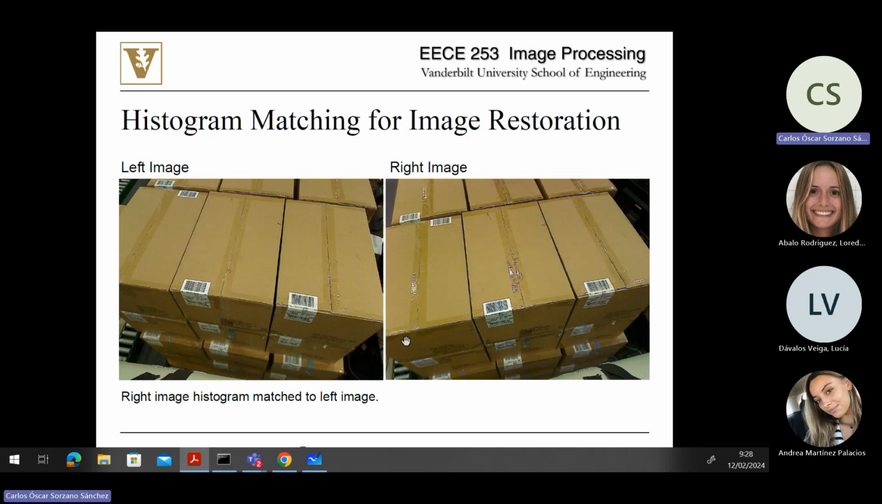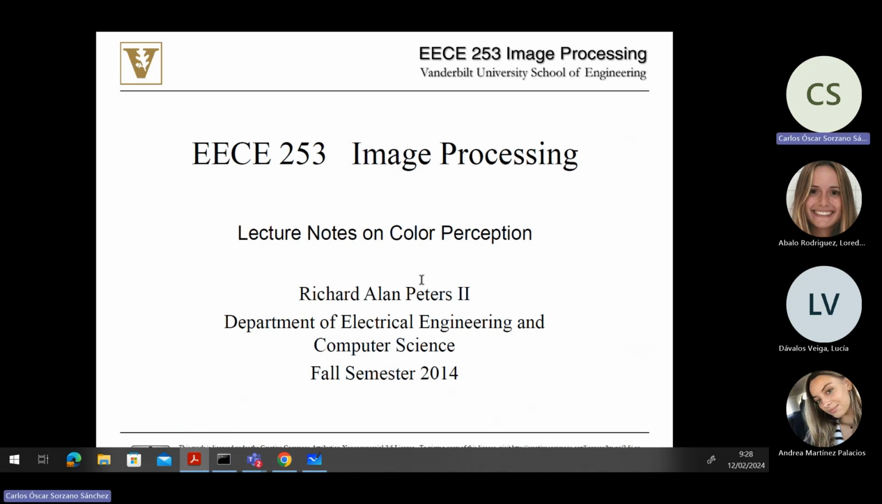So in this example here, what we have done is matched red to red, green to green. You could match the luminances, you could match whatever. In this particular case, we have matched the values. Any questions?